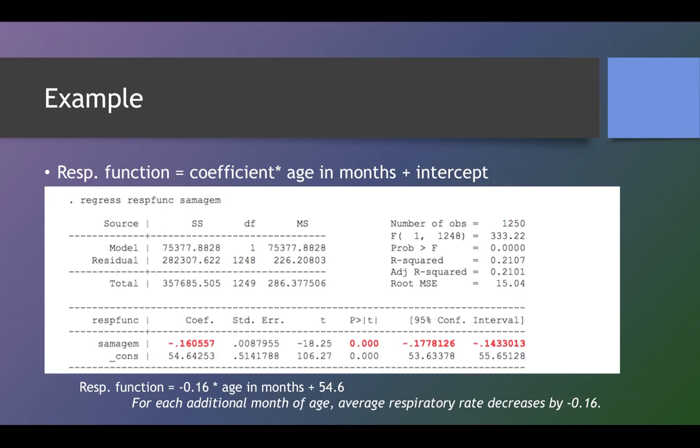Here I'm showing you some real-life computer output that calculates the coefficient for the association between age in months and respiratory rate in breaths per minute. The intercept, or constant, is 54.6. The coefficient is negative 0.16. This means for each additional month of age, the respiratory rate decreases by 0.16. The respiratory rate in a newborn, then, who is 0 months of age, according to this linear regression, is 54.6, also known as the intercept.